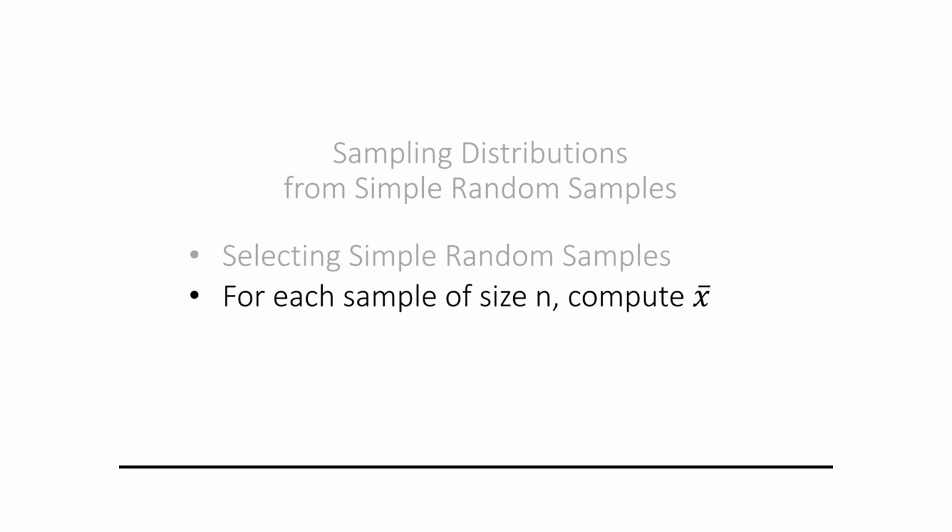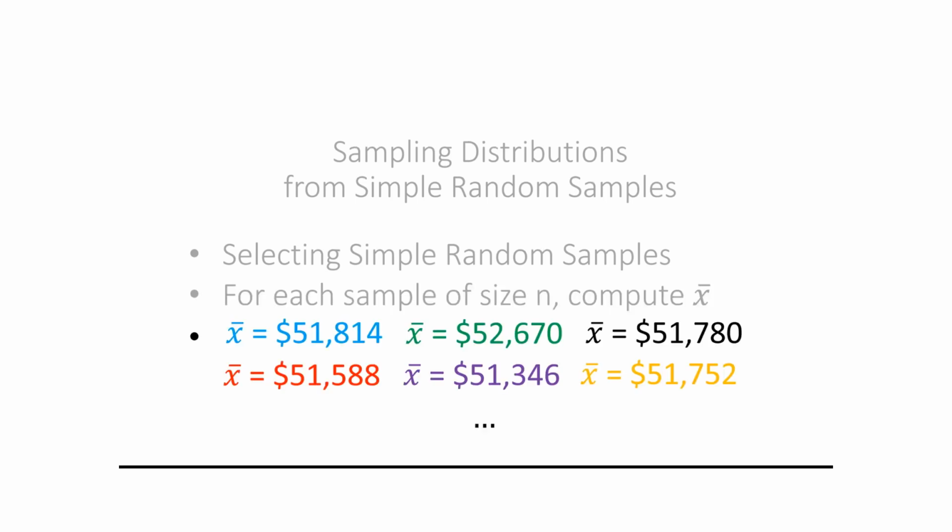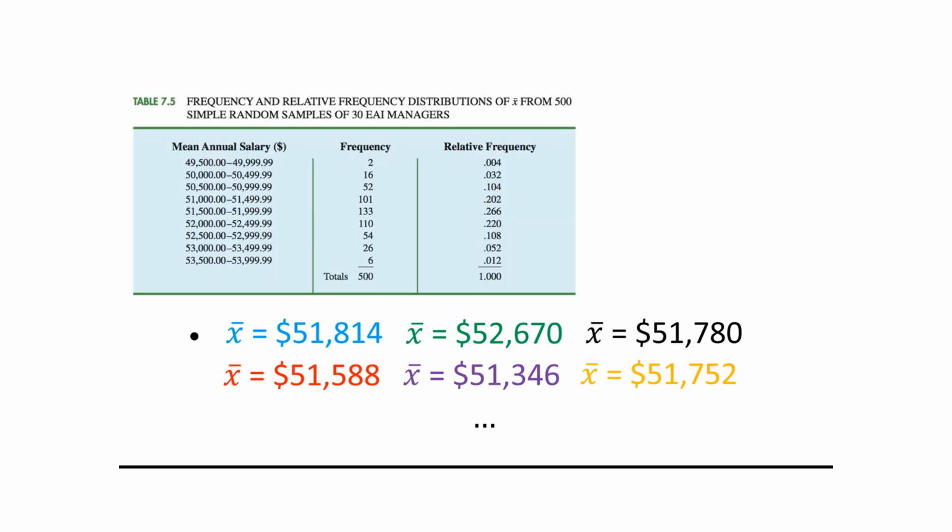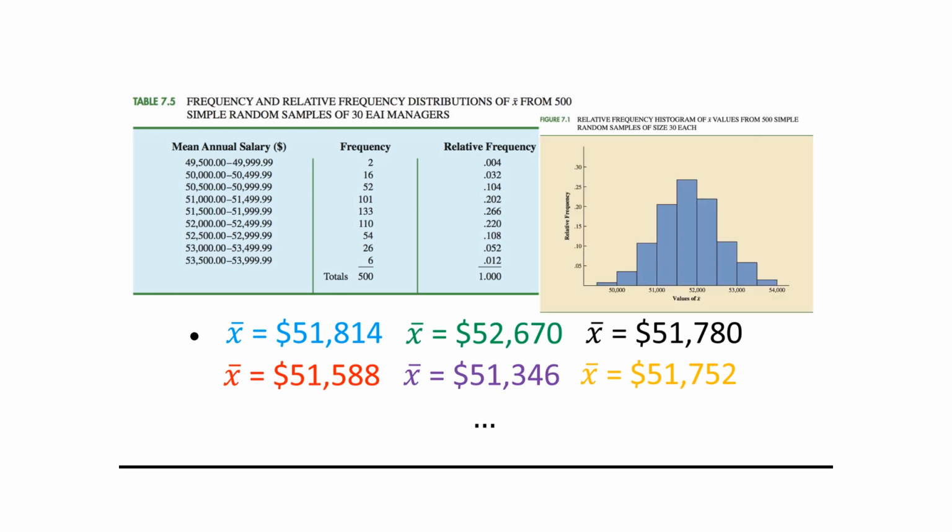For each random sample of a specific size n, we might compute a sample statistic of interest to us. Here, the sample mean x bar. If we draw many random samples and for each get a value for the sample mean, we end up with a list of sample mean values, or a distribution. From this list or distribution, we could construct a frequency distribution or relative frequency distribution table, or a relative frequency histogram like we've done before in chapter 2.